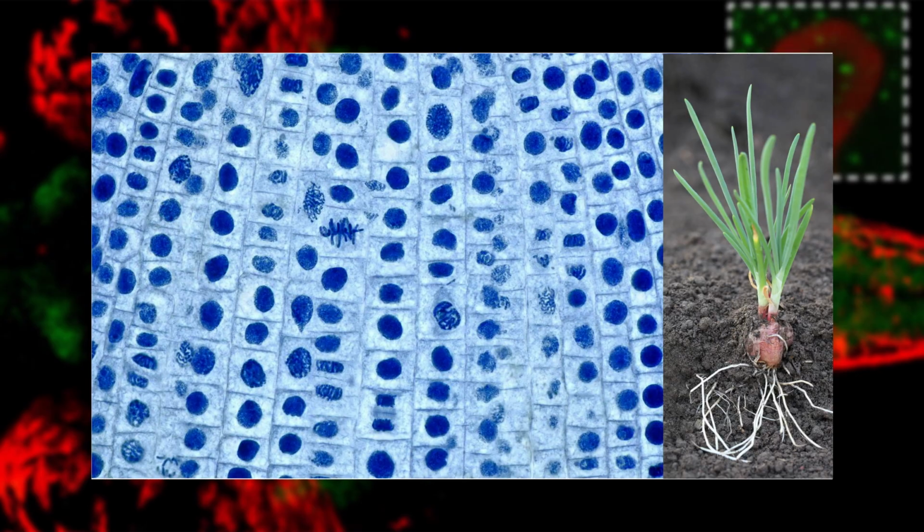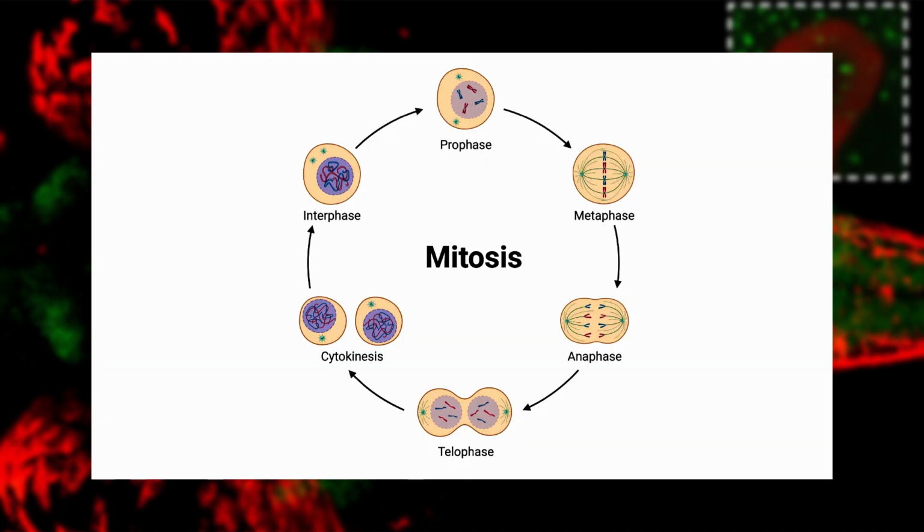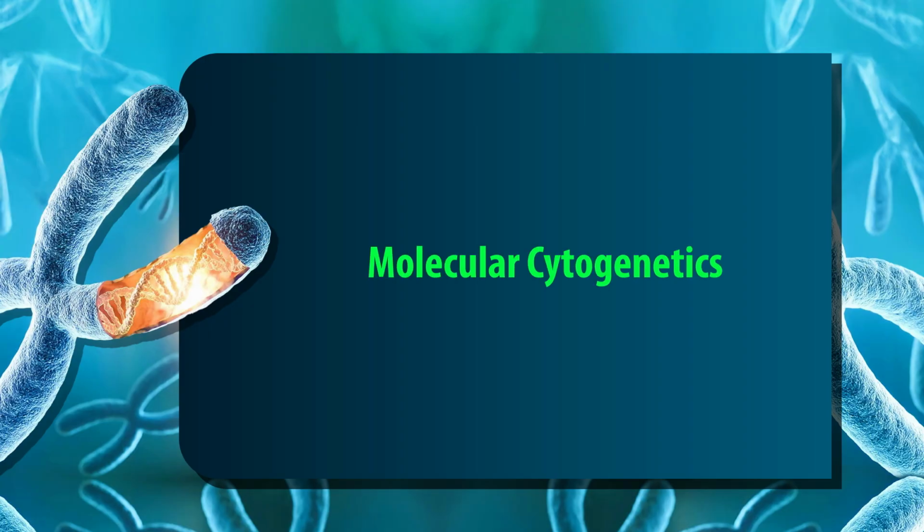Microscopy. Stained tissue like onion root tip in mitosis or grasshopper testes in meiosis allows the visualization of division stages such as metaphase alignment or anaphase separation. Molecular cytogenetics. Advanced methods use fluorescent markers or chromosome painting to track chromosome dynamics, revealing crossing over, segregation errors or non-disjunction linked to infertility and genetic disorders.